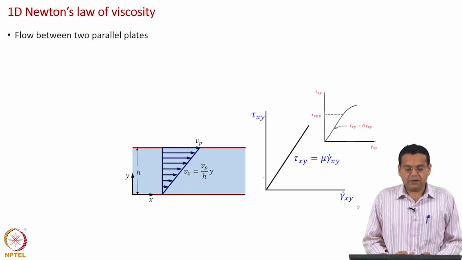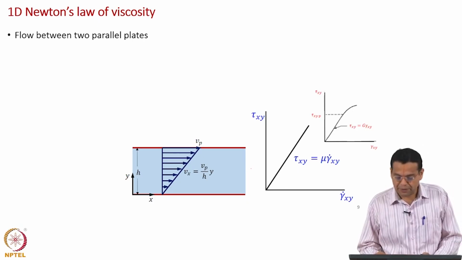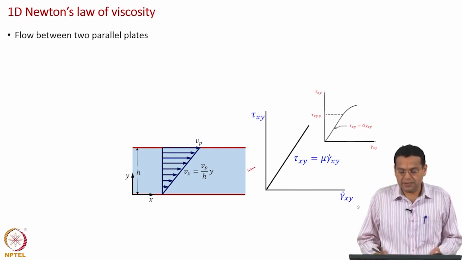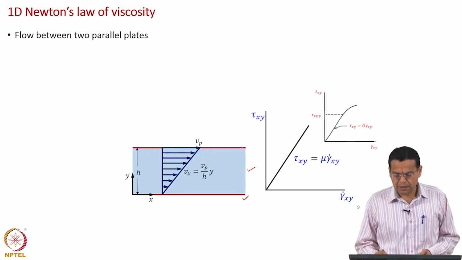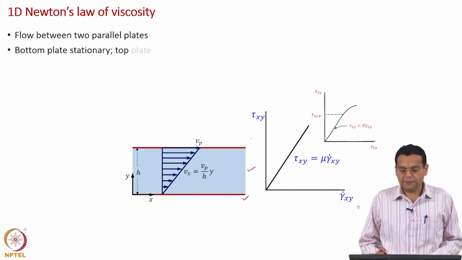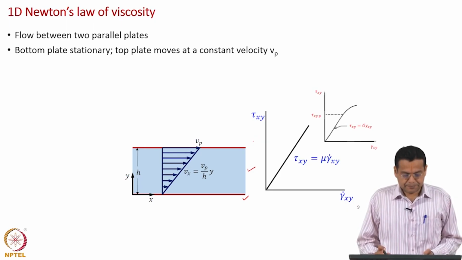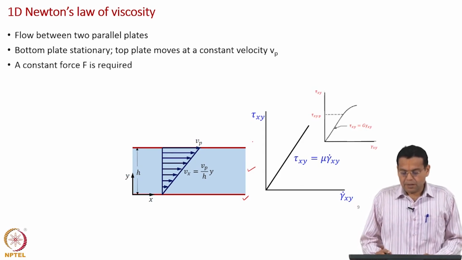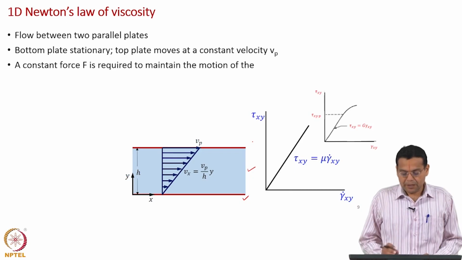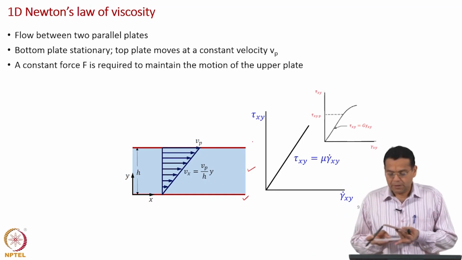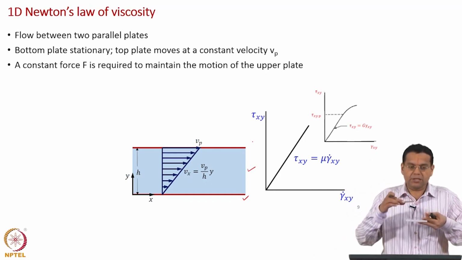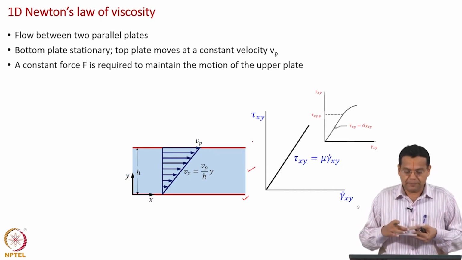What we consider for the 1D form of Newton's law of viscosity is the flow between two parallel plates, which I come across several times. The bottom plate is fixed, okay. The top plate is set in motion at a constant velocity, okay. Now we require a constant force to keep the top plate in motion.